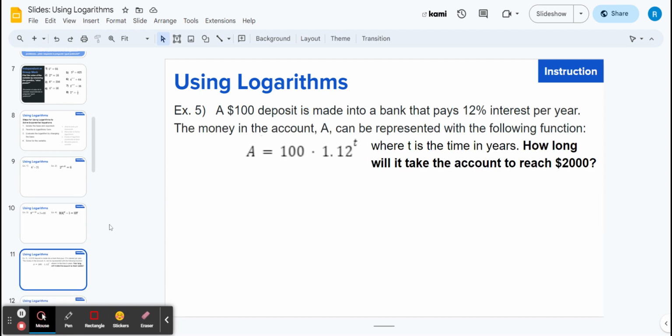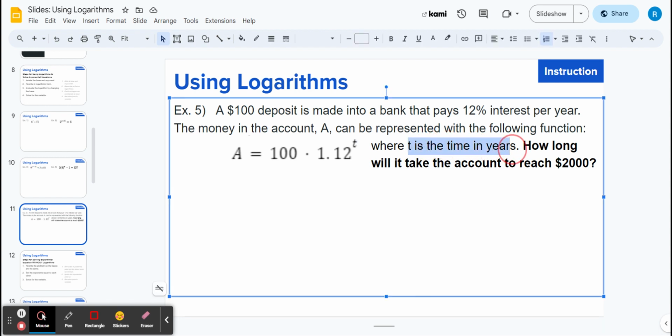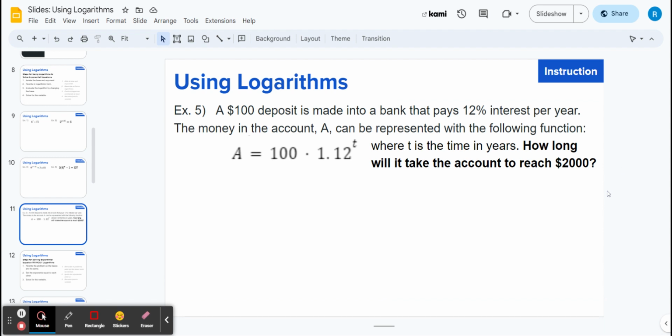So we can use logarithms to help us analyze some of the word problems and investment problems that we worked with last week. So let's look at example 5. A $100 deposit is made into a bank that pays 12% interest per year. The money in the account, A, can be represented with the following function. I'm going to make this a little bigger just so we can see it. A equals 100 times 1.12 raised to the t power, where t is the time in years. How long will it take to reach $2,000?